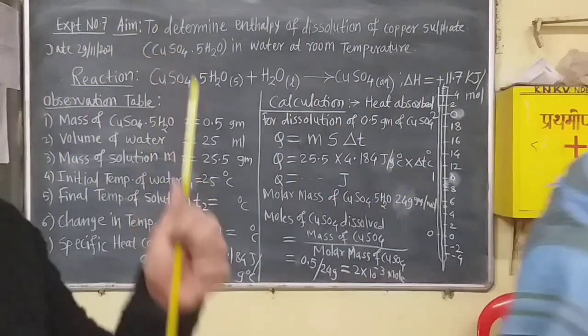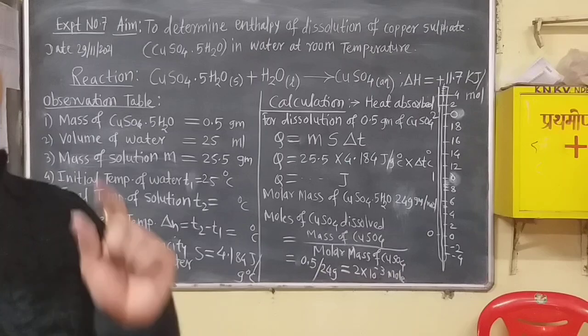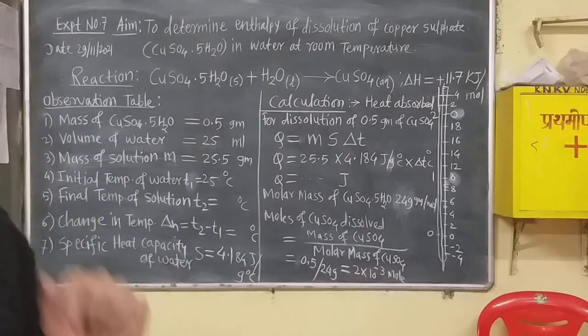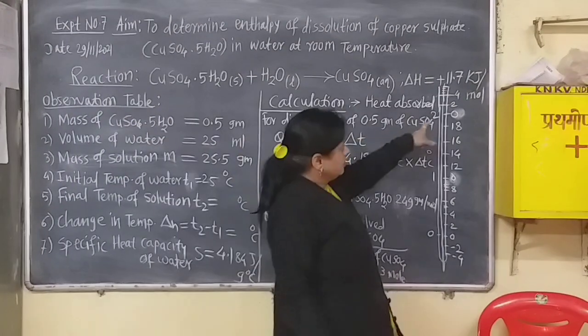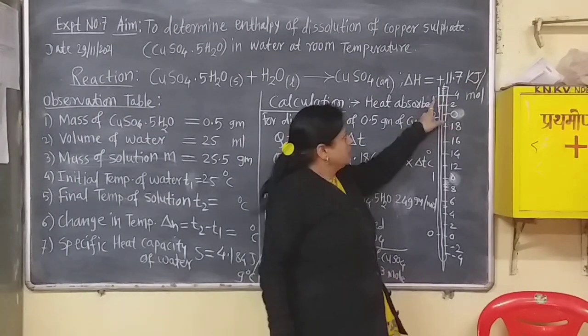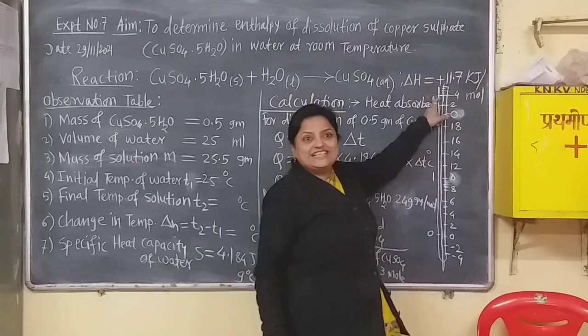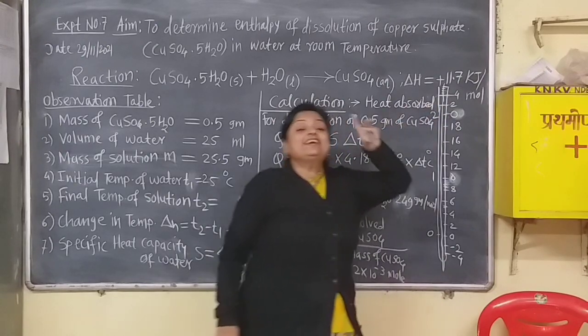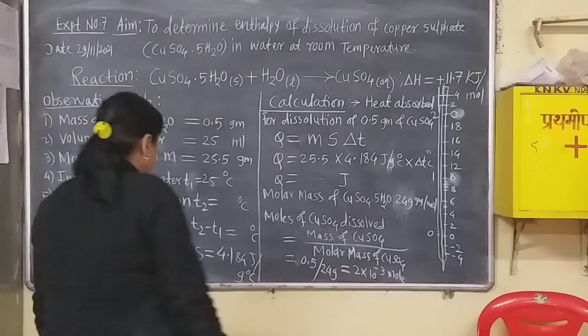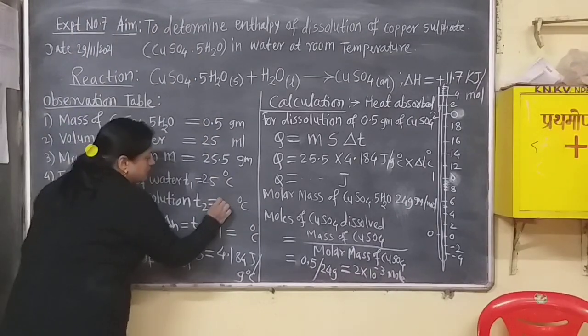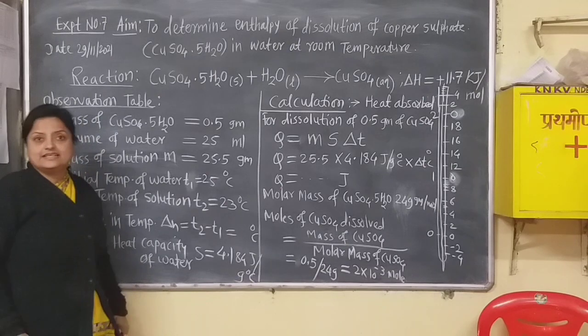Okay. The initial temperature is how many? 25 degrees centigrade. And this is above the 22, fifth line. That means 23 degrees centigrade. Then the temperature is decreased by 2 degrees centigrade. Now the T2 is 23 degrees centigrade.